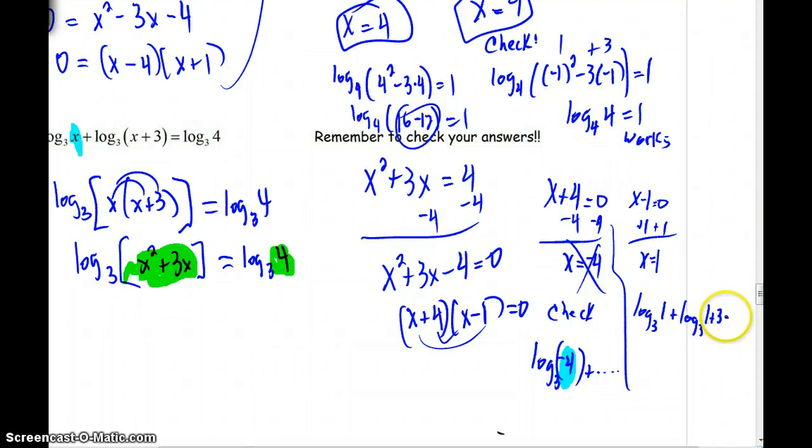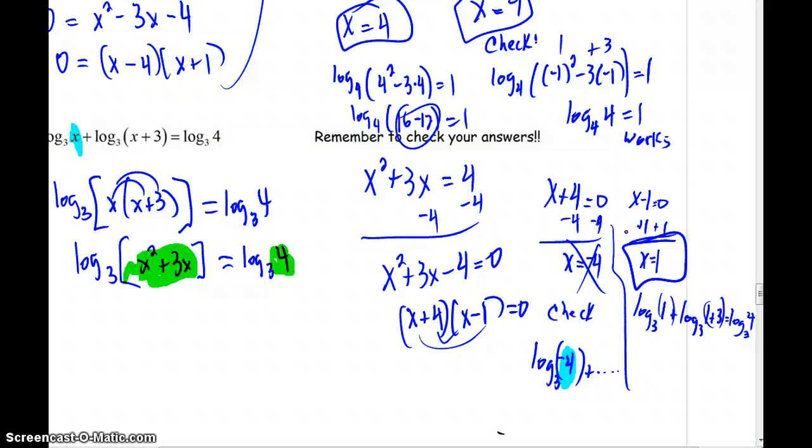You can see that no matter what you're plugging in, you're going to get positive values. 1 plus 3 is positive, and a 1 is positive. So x equals 1 works. So definitely check your answers. Sometimes you'll get 2 answers that work. We saw that in the previous example. Very often, though, one of your answers will fail.